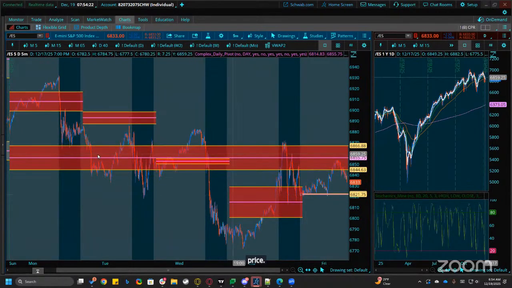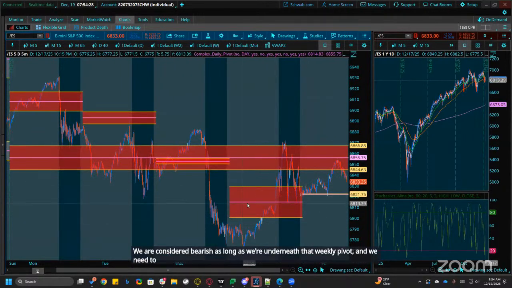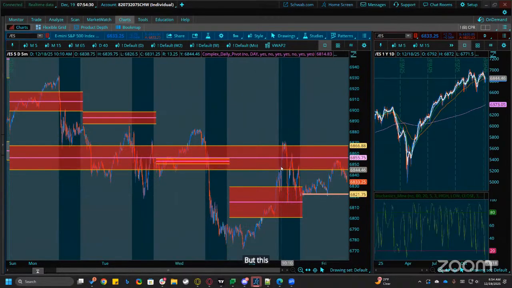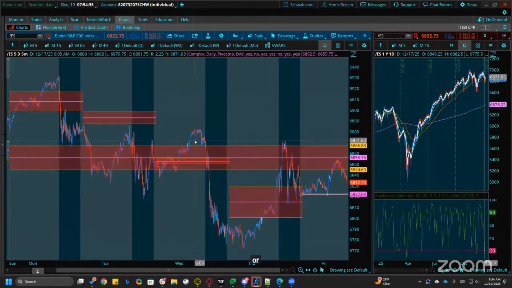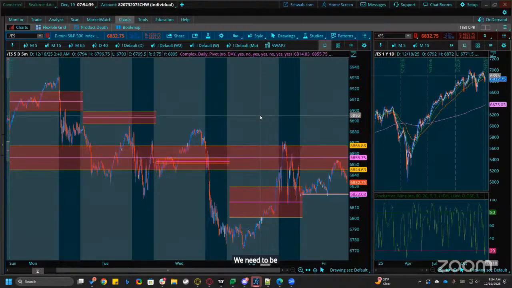We're underneath the weekly pivot. We are considered bearish as long as we're underneath that weekly pivot, and we need to get back above it. But this is not like yesterday when we got above it for a little bit, or on Wednesday when we were above it for a little bit. We need to be sustained above it.